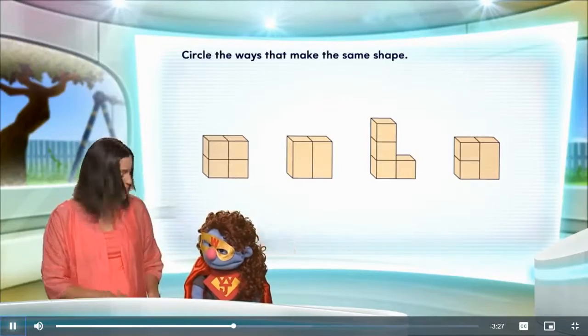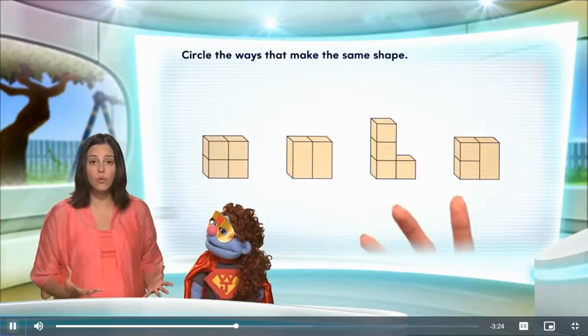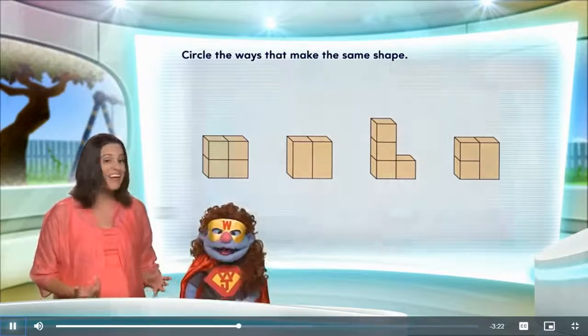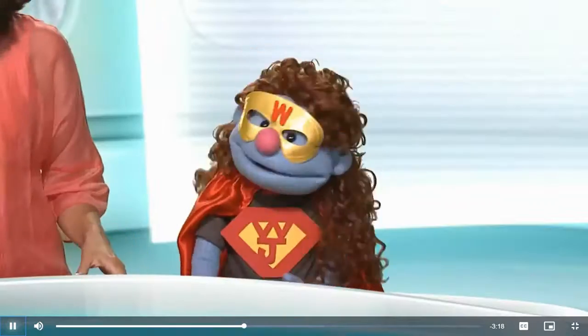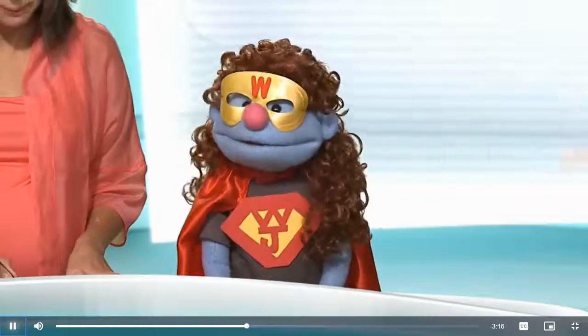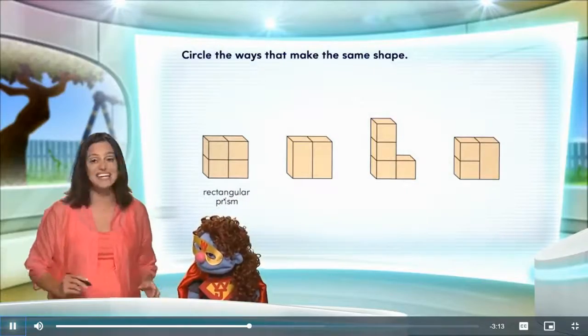So 6 flat surfaces, 2 squares, and 4 rectangles. That's a rectangular prism. A rectangular prism. Let's go on to the next shape.